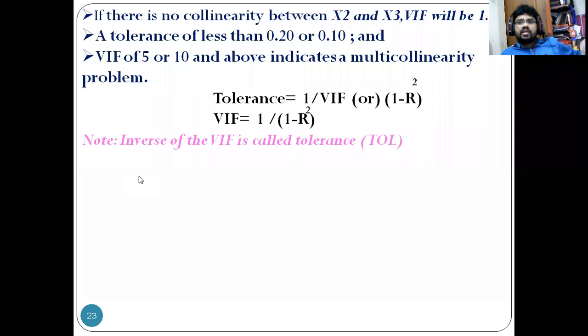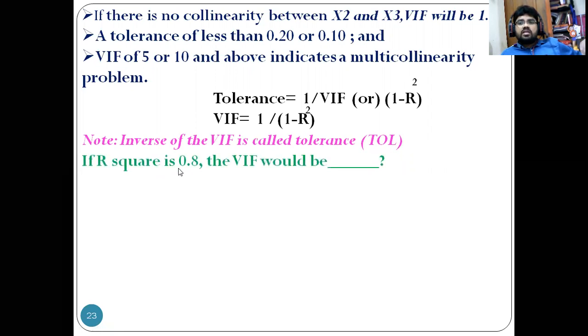You can note down that the inverse of VIF is called tolerance. This is a very important thing. In publications of articles and other things, they will publish only TOL, the tolerance value.